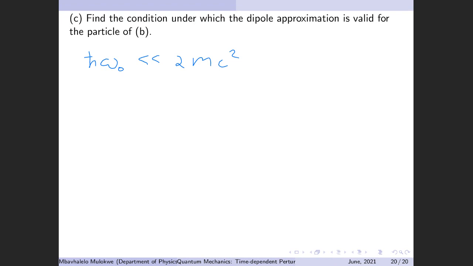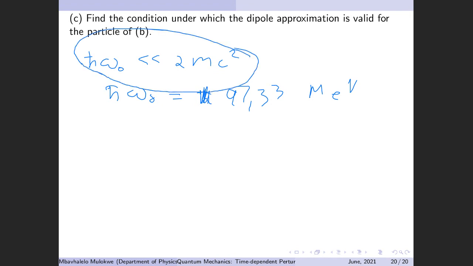So h bar omega naught is given by h bar, just write the value, 197.33 MeV. And the condition is, okay, I think this is the condition. I'll type the solution to this exercise and then I'll upload these slides.